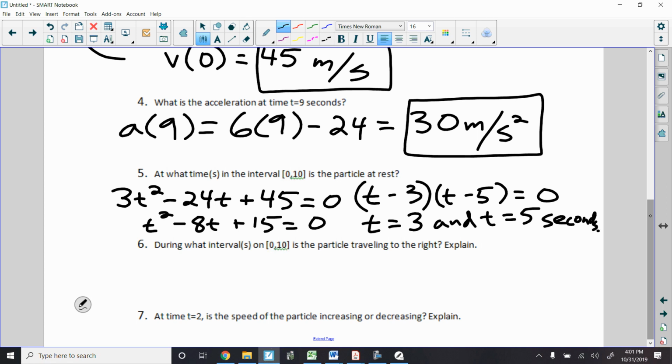One thing to do is make sure any t-values you get are actually on the interval given. 3 and 5 are both on the interval 0 to 10, so they both count.